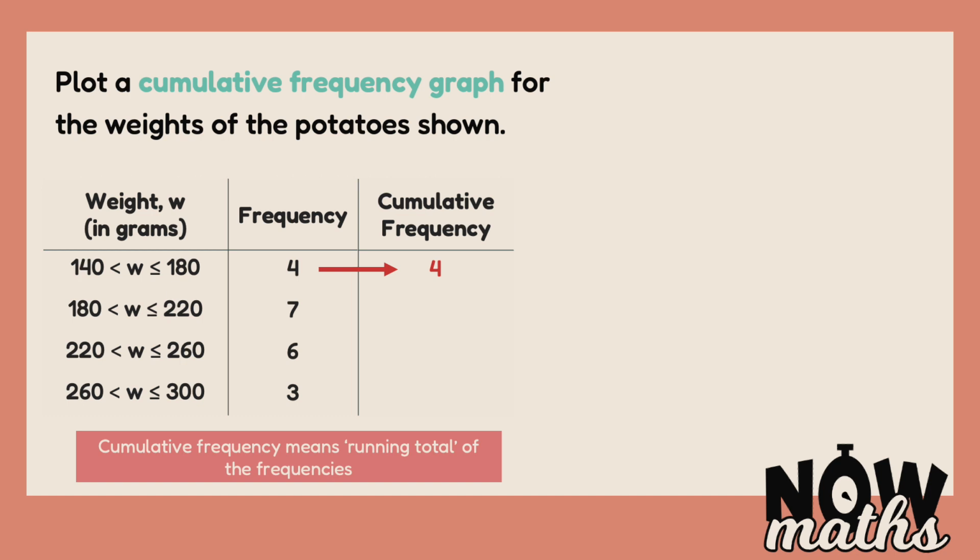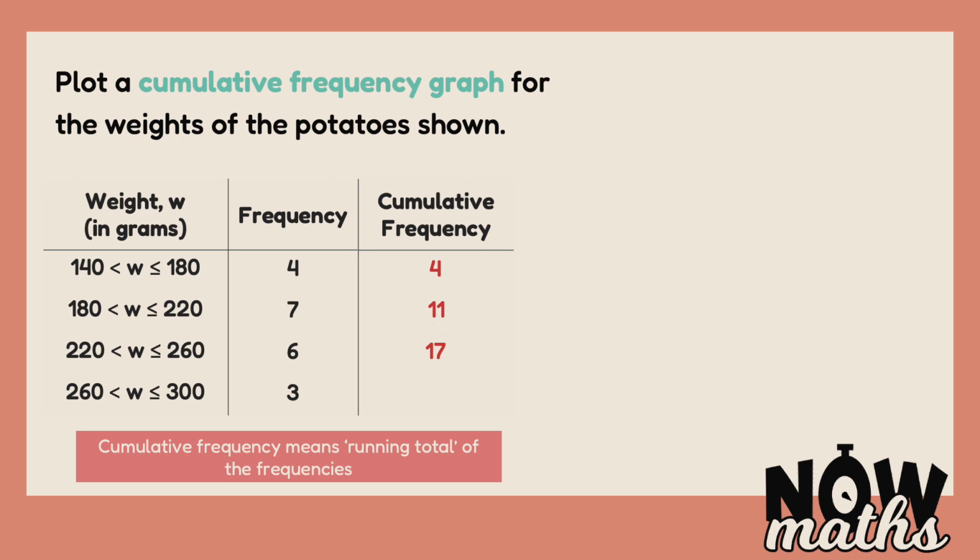Now for the second row of our table, we need the running total of all potatoes that weigh up to 220 grams. So we have the 4 from the first interval plus 7 from the second interval, which is 11 in total. So the cumulative frequency is 11. Now for the third row, we need the running total of all potatoes that weigh up to 260 grams. Our running total from the previous intervals is 11, and we now have an additional 6 from this interval, which gives us a cumulative frequency of 17.